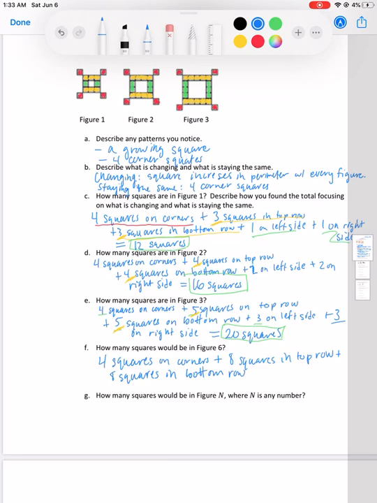And now on the left and right sides, I need to see what it would be for figure 6. So for figure 1, I have 1 on the left side, 1 on the right side. Figure 2, I have 2 on the left side, 2 on the right side. Figure 3, I have 3 on the left side and 3 on the right side. So it appears that the number of squares on the left or right sides does follow the figure number. So our figure is 6, so we'll do 6 squares on the left side, plus 6 on the right side.